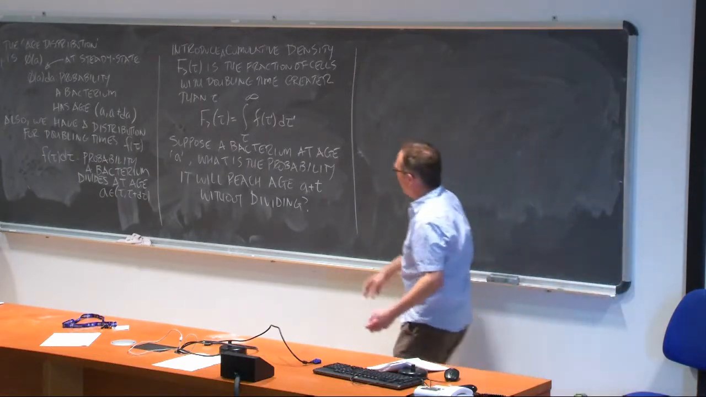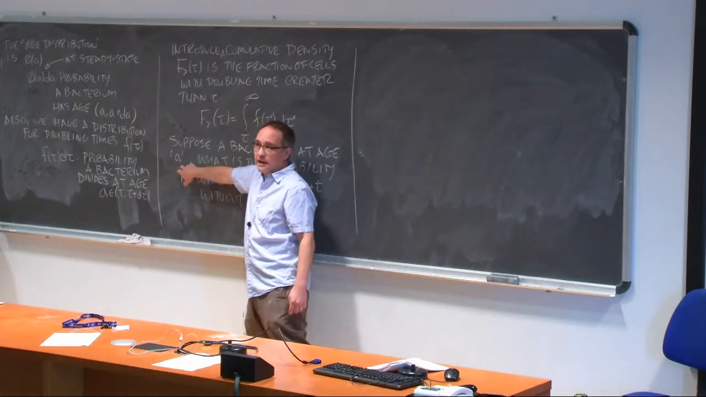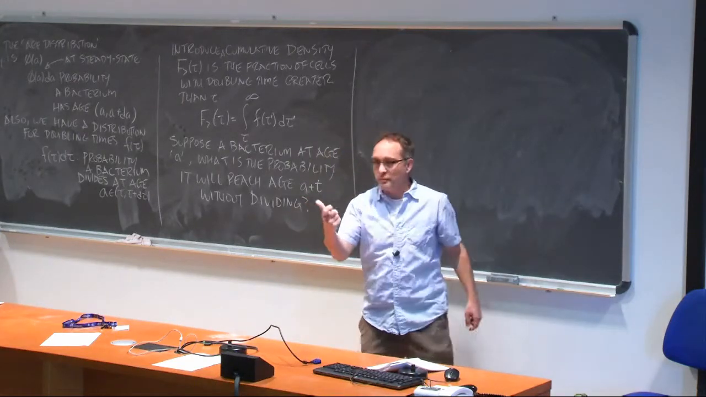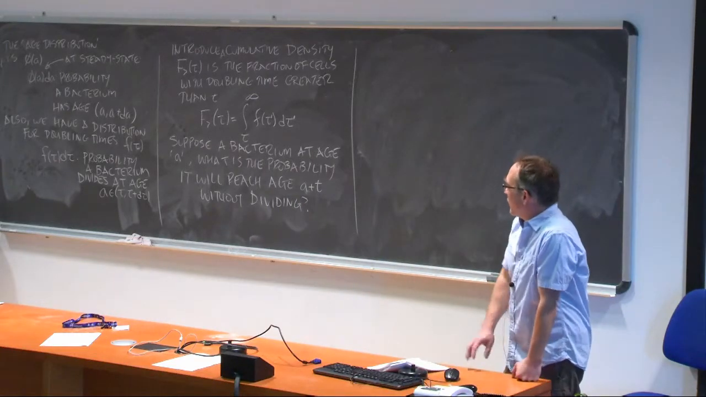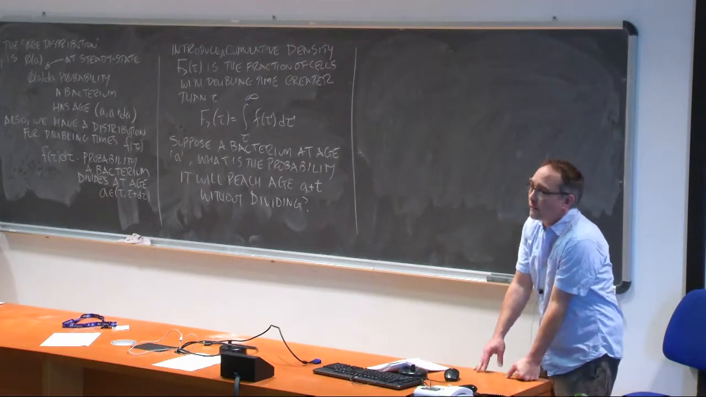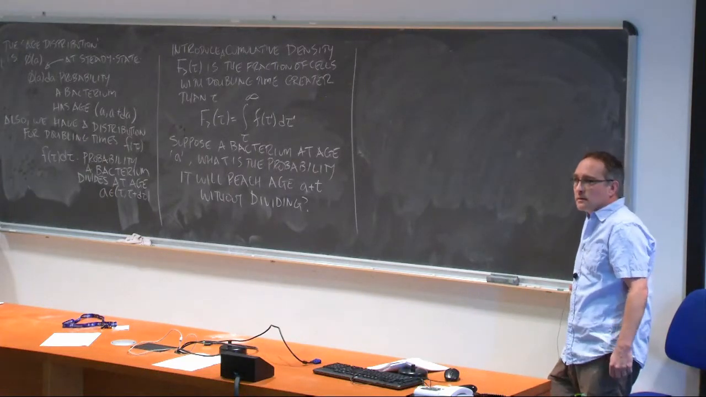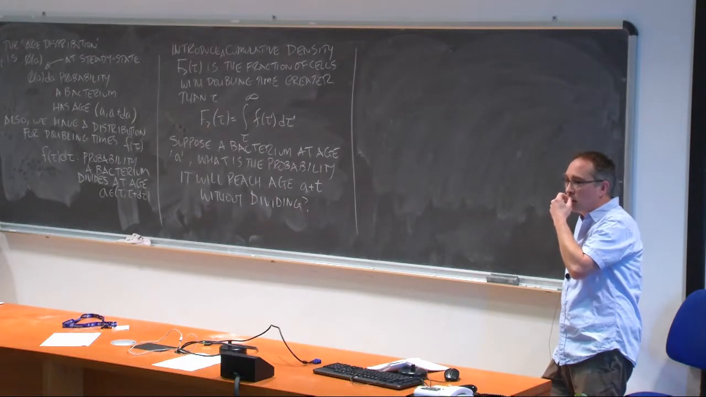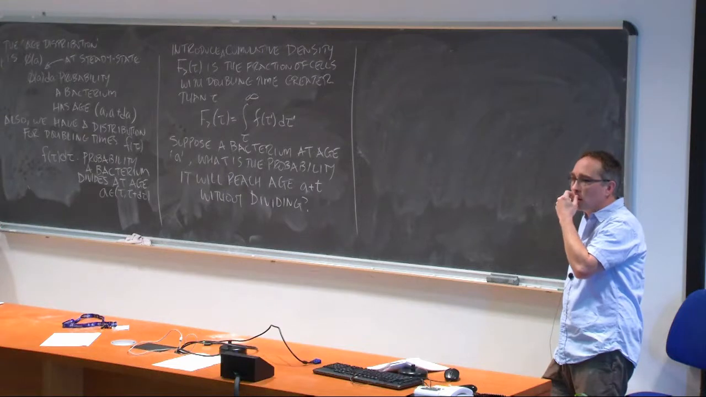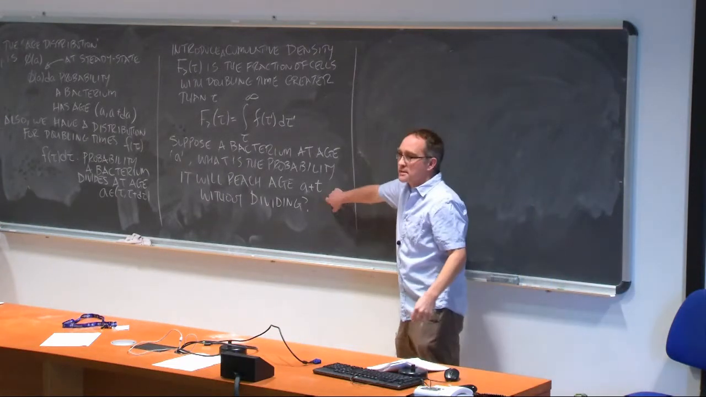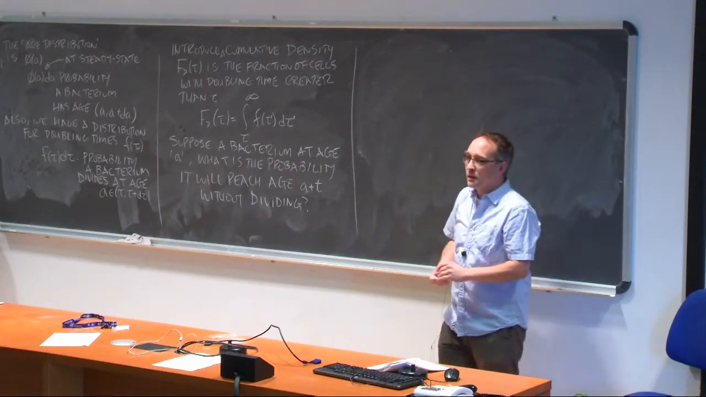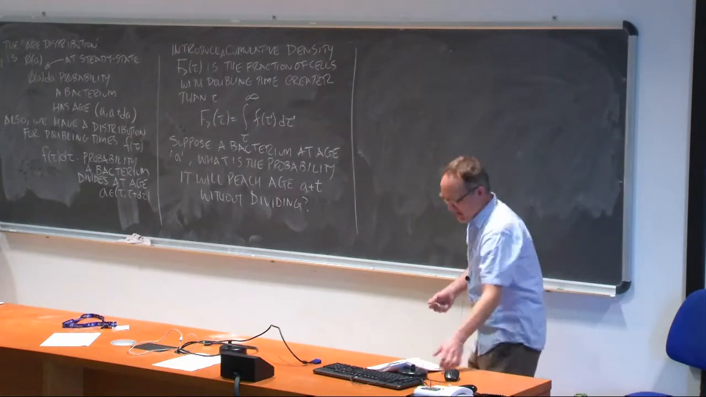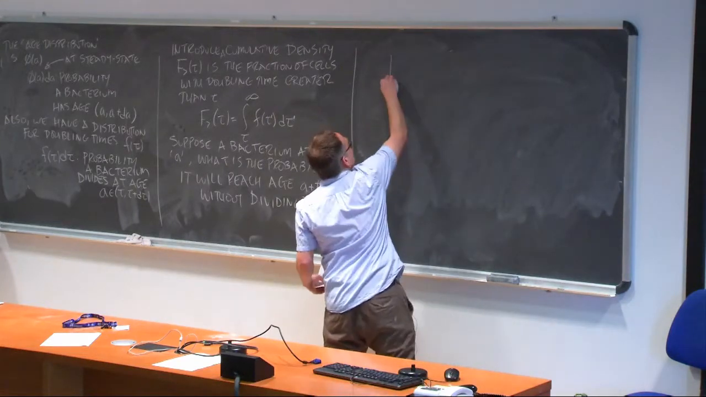So is that comfortable? We know that we're at age A, whatever that age might be. We have some finite interval, A plus T, and T is just some finite non-zero number. And we want to know what's the probability of getting that far without dividing. Here my delta T is just T, so you can think of this as delta T if you want. Is that okay? All right, let's look at it.